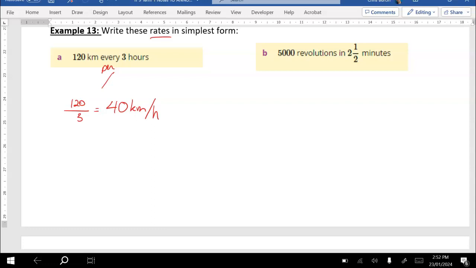Over here we have 5,000 revolutions in 2.5 minutes. So we want to find a way to get to 1 minute. And the easiest way to do that is to get this to a whole number. So if I take both of these and multiply by 2, 2.5 times 2 is 5, and 5,000 times 2 is 10,000. So we get 10,000 revs in every 5 minutes. And to get how many we get in 1 minute, therefore, we get 2,000 revs per, there's our little per sign, 1 minute.